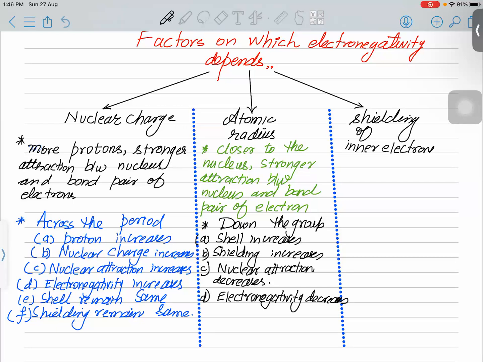Are you getting this atomic radius, or do you have any question? Sir, if you have a bigger atomic radius, how will electronegativity change? Okay, listen. As the atom's size becomes bigger, the valence electron becomes farther away from the nucleus, so this attraction decreases. As the attraction decreases, the pull of the nucleus decreases. That's why electronegativity decreases.